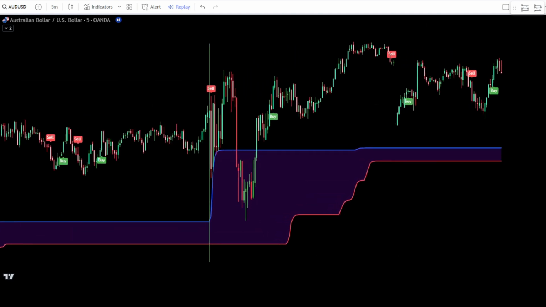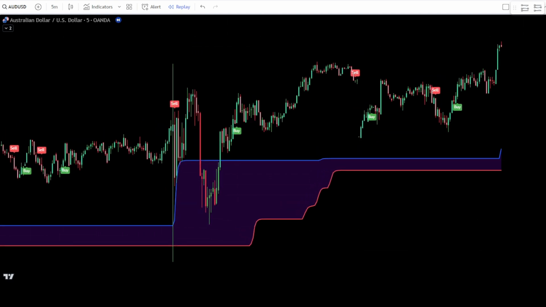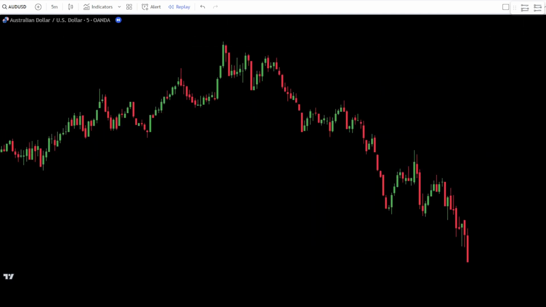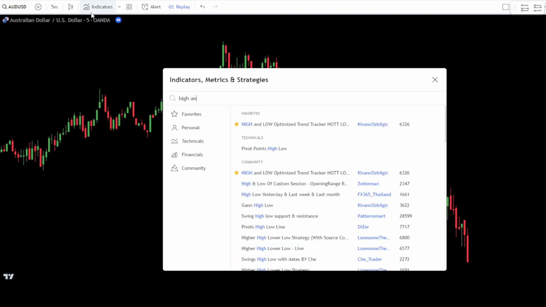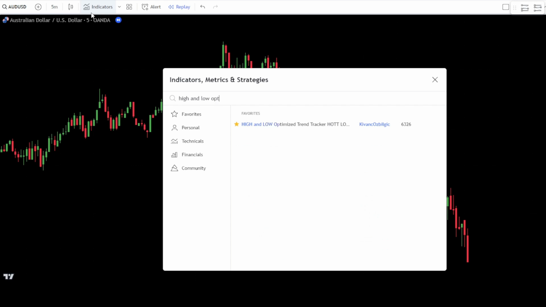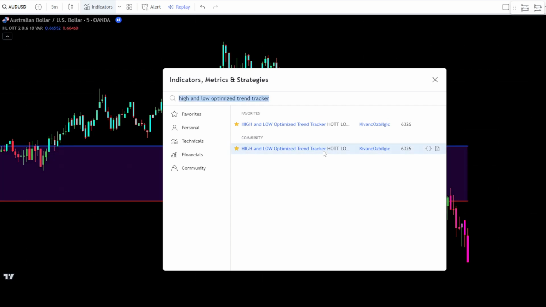To use this scalping strategy, go to Tradingview. Then, go to the Search Indicator tab. In the Search Indicator tab, type High and Low Optimized Trend Tracker. Next, select the High and Low Optimized Trend Tracker by Kivan Ozbilgic.